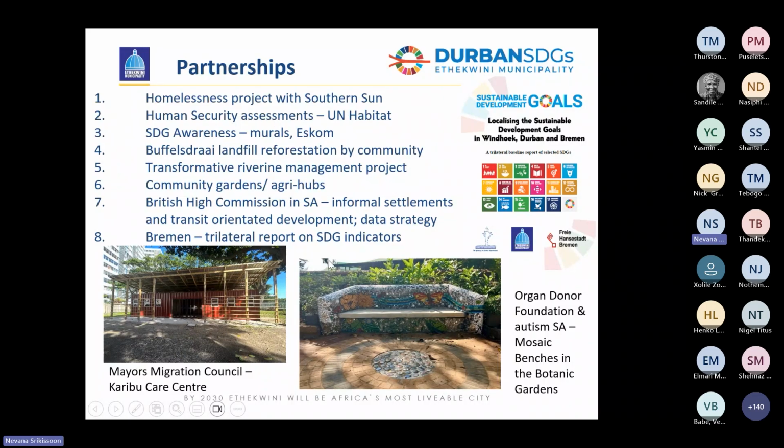There's the Buffels Dry Landfill Reforestation Project where the community is involved, the Transformative Riverine Management Project where we're removing alien invasive plants from our rivers, and that's then used in the production of concrete slabs, which are used to pave schools, etc. There's a lot of work that's being funded by the British High Commission on our informal settlements, transit-orientated development, and then our data strategy. Quite a bit of work with the team in Bremen.